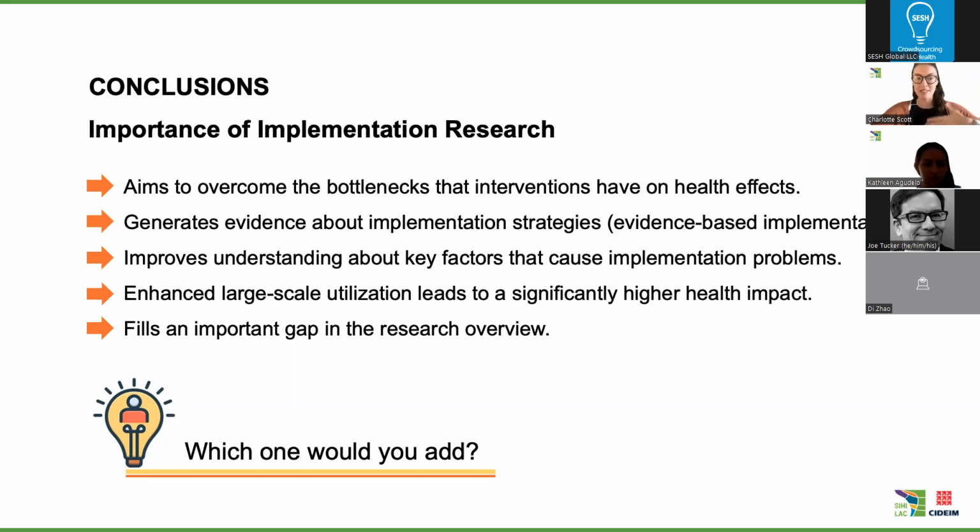So thinking about the scaling up and the sustainability of these interventions, although we said that that's not the immediate impact of implementation research, it is the ultimate impact, and the ultimate goal is to lead to significantly higher health impacts. And lastly, it fills an important gap in the research overview. I don't know if anyone has any ideas of other importances of implementation research that they have identified either before or throughout this workshop. You might want to share in the chat.